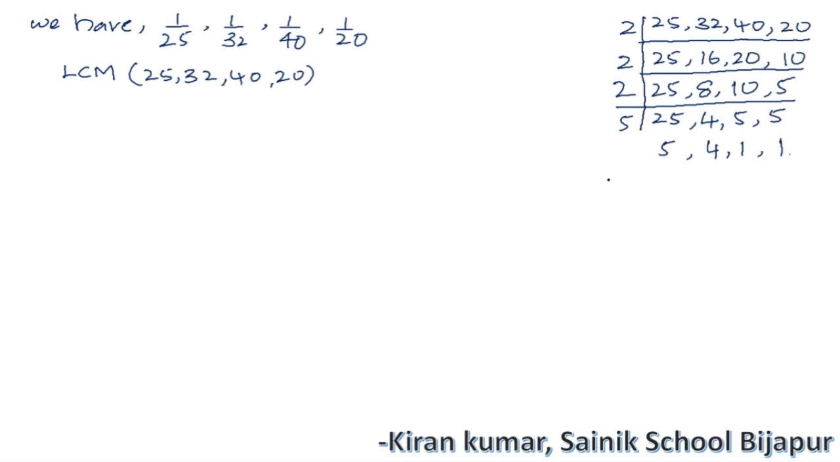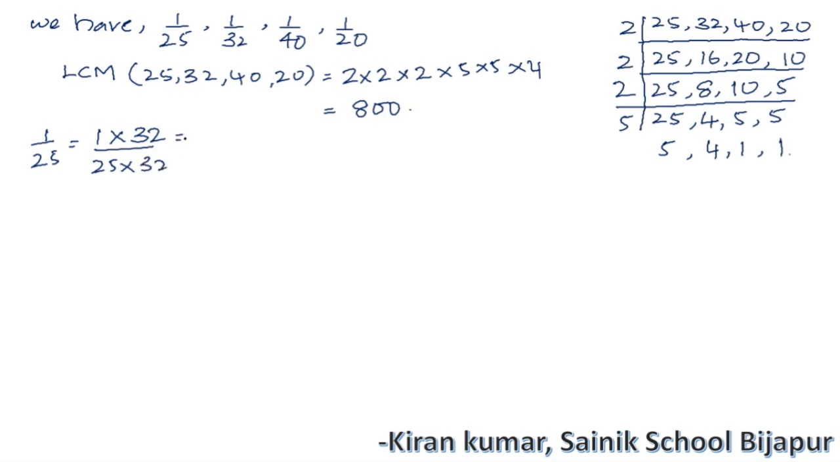So the LCM is the product of 2 multiplied by 2 multiplied by 2 multiplied by 5 multiplied by 5 multiplied by 4, and we get the product as 800. So we need to get 800 in the denominator. So 1 by 25 I'll write as 1 times 32 divided by 25 times 32, so that 800 is there in the denominator.